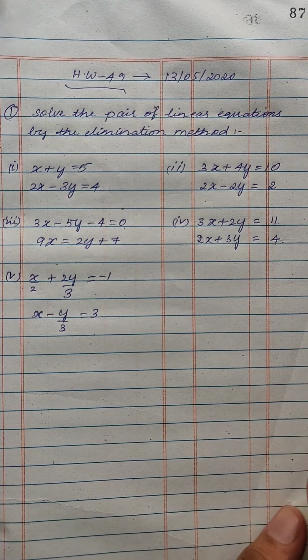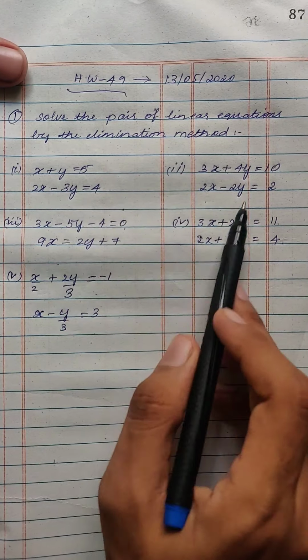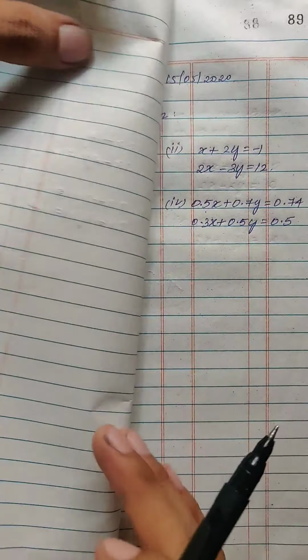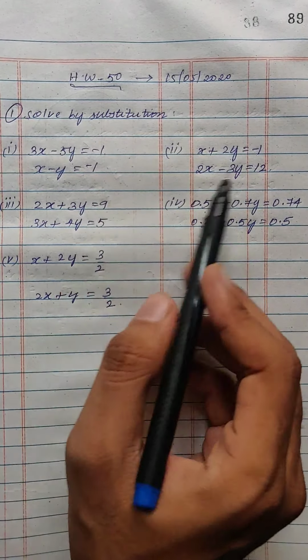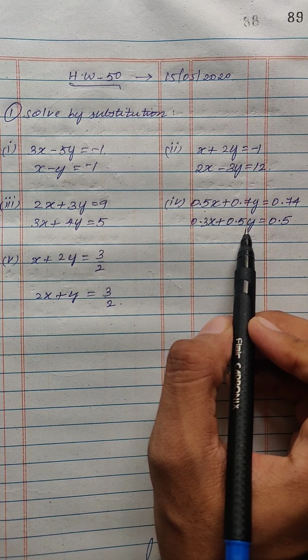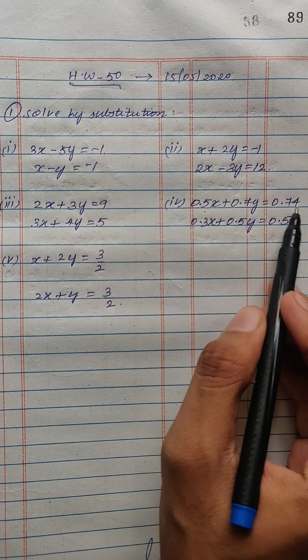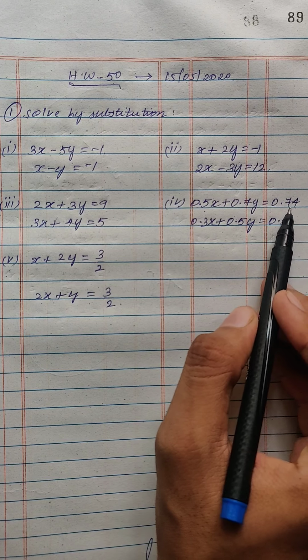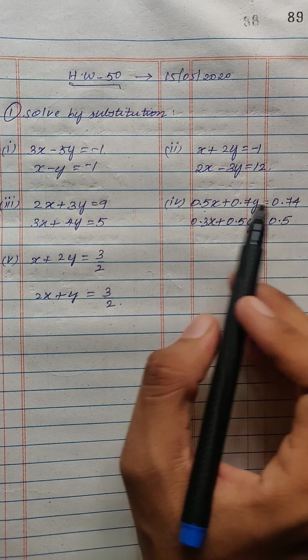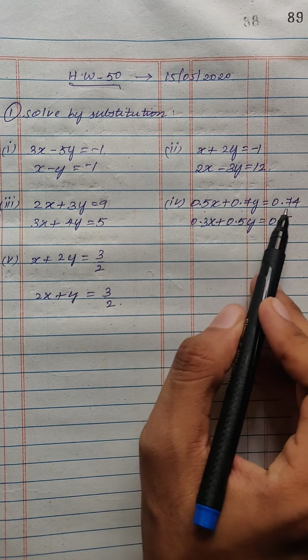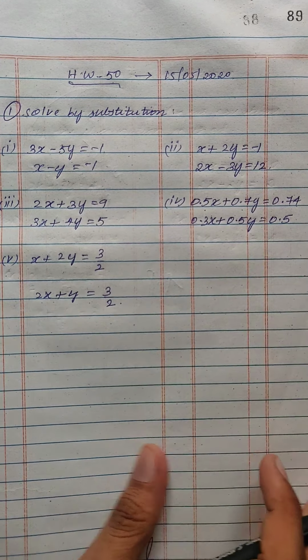Homework number 49, you have to solve using the elimination method. I think everything is easy here. Here I have to take LCM, then you can solve it. Okay. And then homework number 50, again substitution method. Here again they have given decimals, right? So just do into 10, or you can do into 100, because here they have given 0.74, right? So it means 74 value. So you can do into 100 also. In that case, this will become 50x. This will become 70y. This will become 74. I hope you can understand.